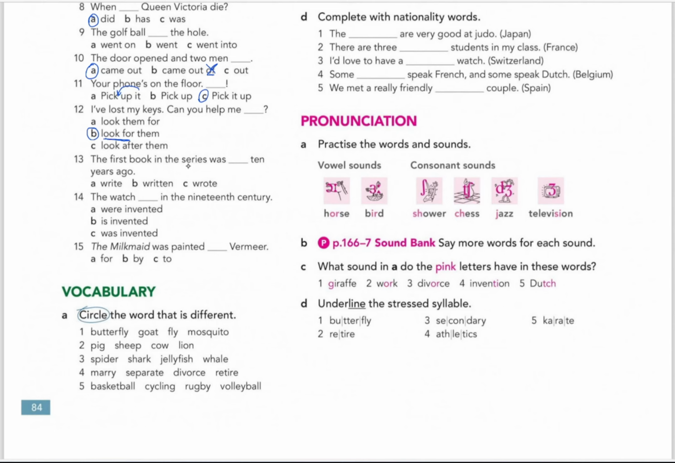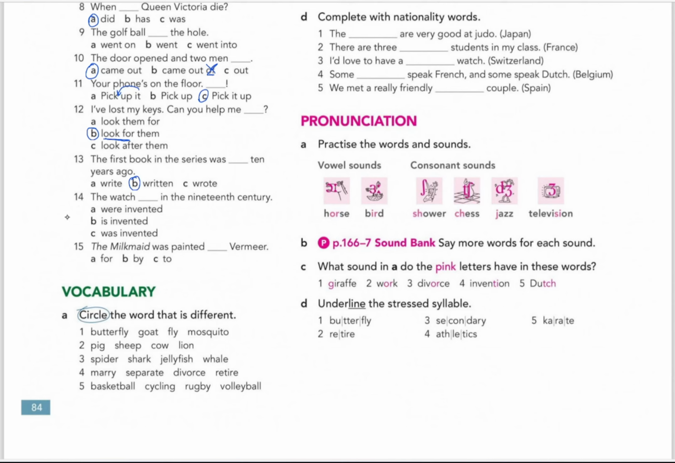13. The first book in the series was 10 years ago. That's a passive voice. So we must use here past participle. And past participle is written. So the first book in the series was written 10 years ago.